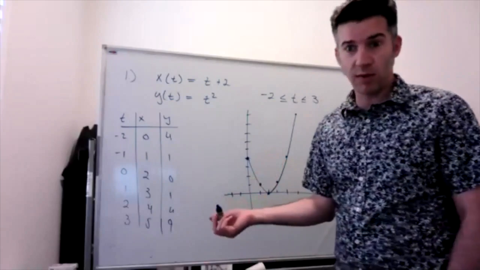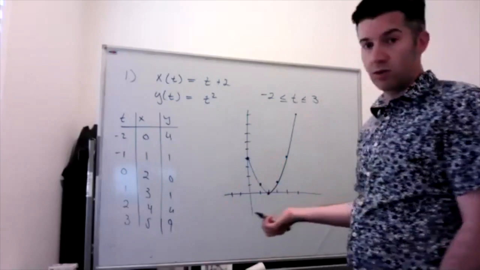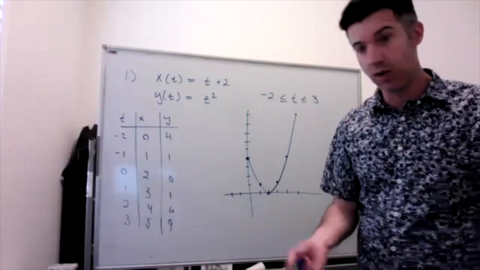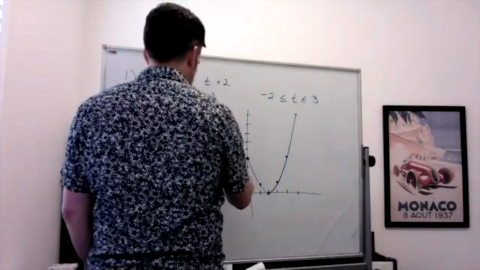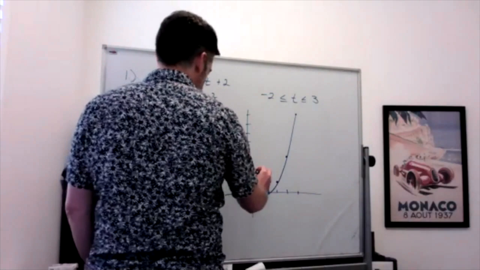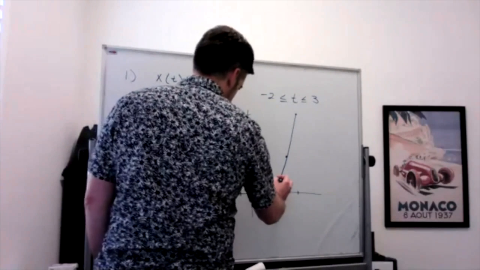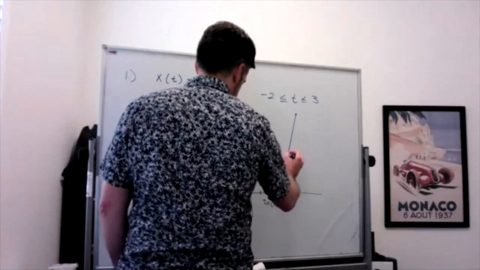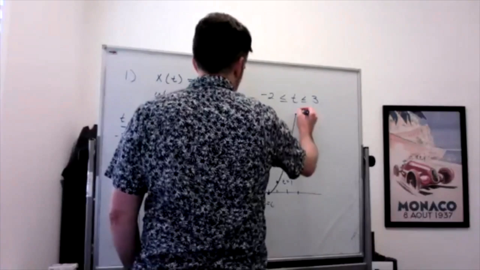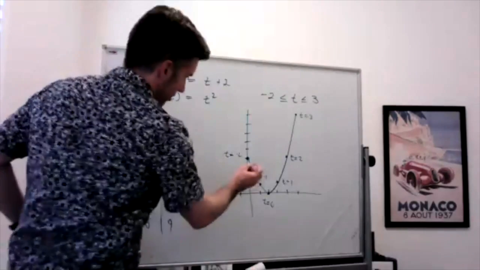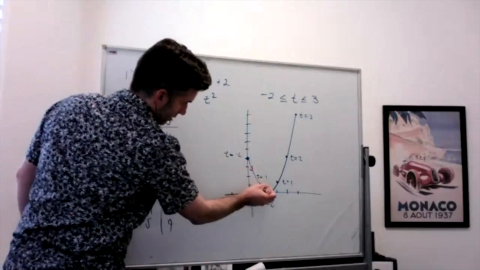We also typically, when we draw these things, we kind of draw arrows that go in the direction of time moving forward. So right here is time equal to -2, and then time equal to -1, time equal to 0, time equal to 1, time equal to 2, time equal to 3. So we would definitely draw little arrows along this graph in the direction that time is increasing.